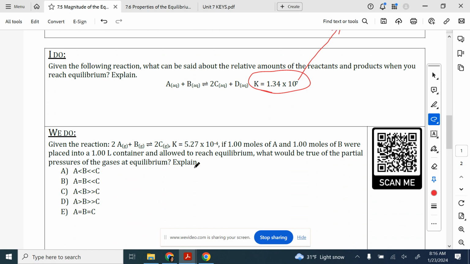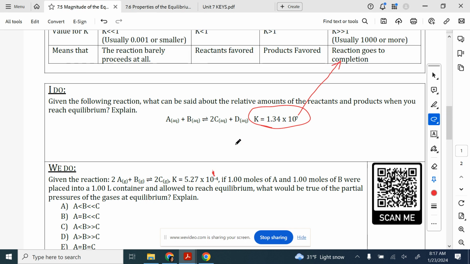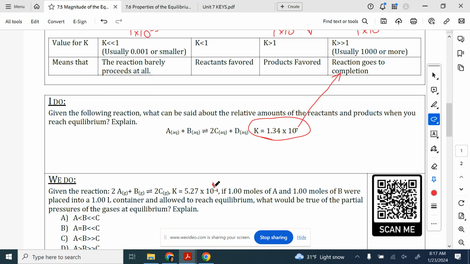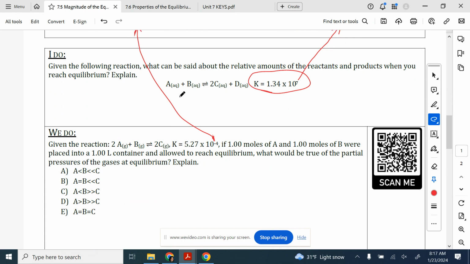You are given this reaction. This is your K value. So what does this 10 to the negative 4 indicate? Well, if we go back up to our chart here, it's going to say that we're barely creating any of this material at all.